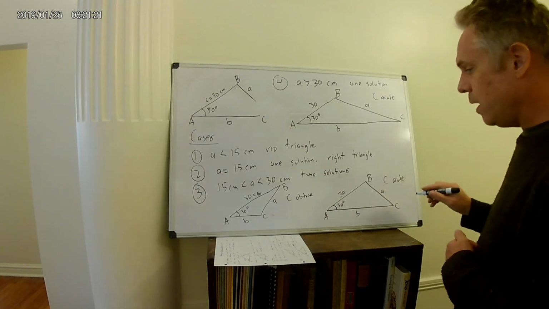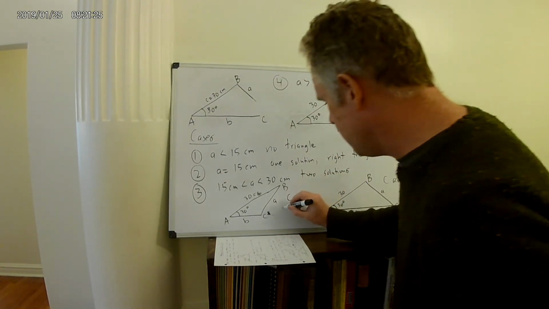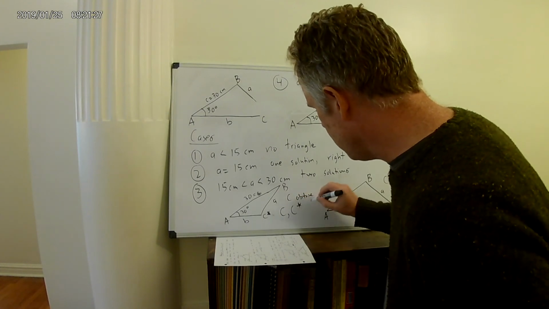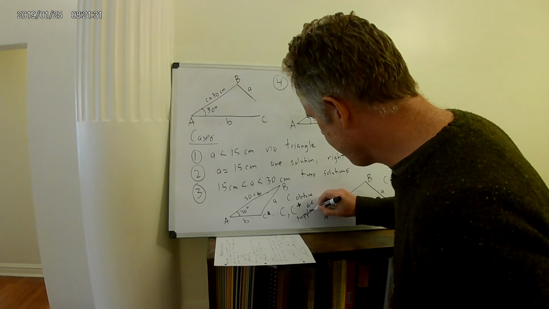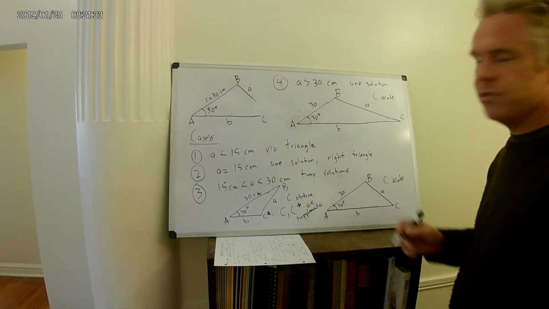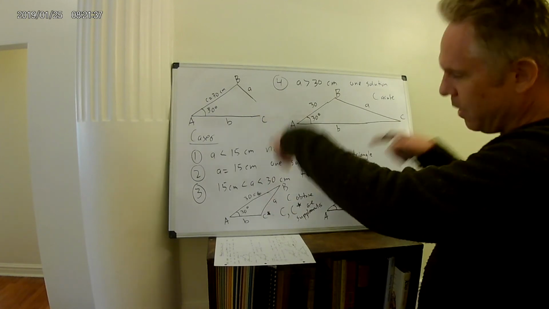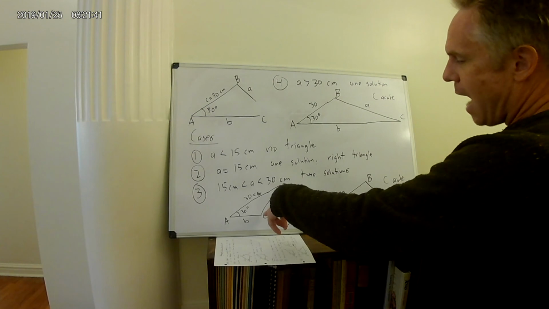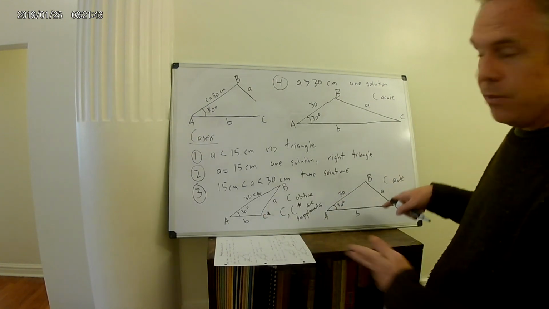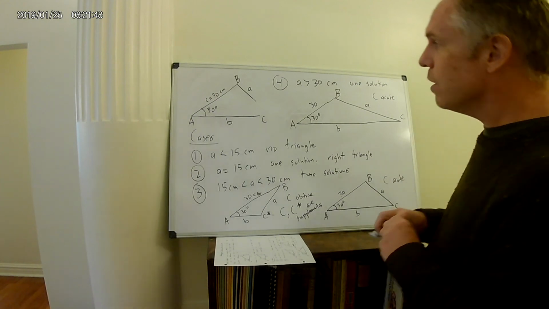By the way, one other important note. In case 3, let's call this C star. C and C star are supplements of each other. We could prove that, but let's just take that as true. It turns out that in case 3, with the two solutions, if you were to add this angle C and this angle C star, those would add up to 180. So these are supplements of each other, and that's important to keep in mind.